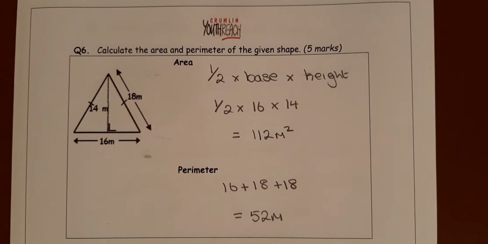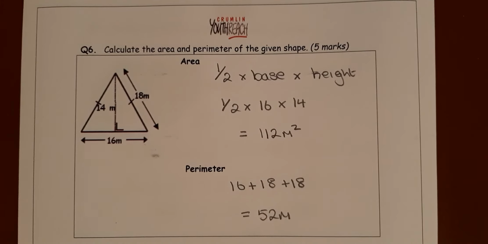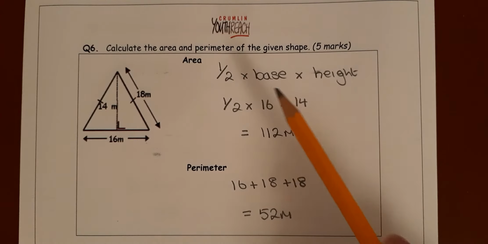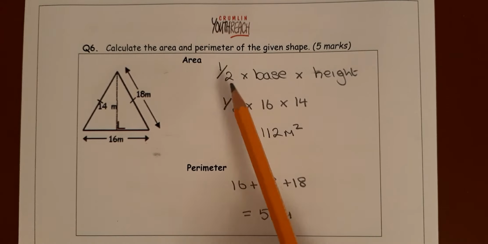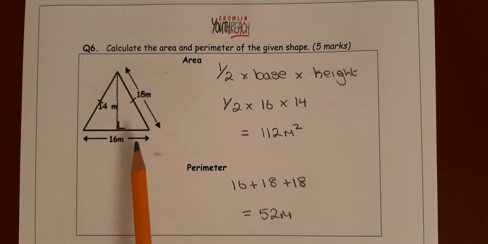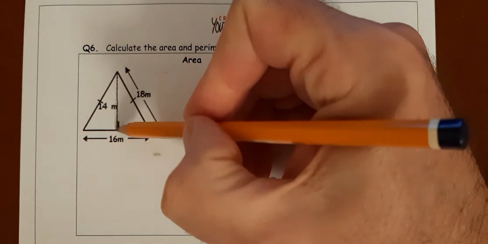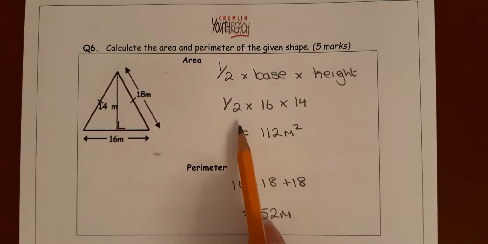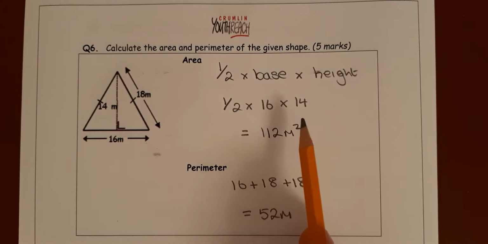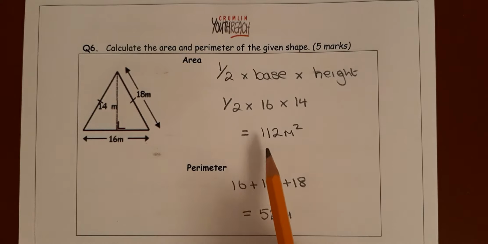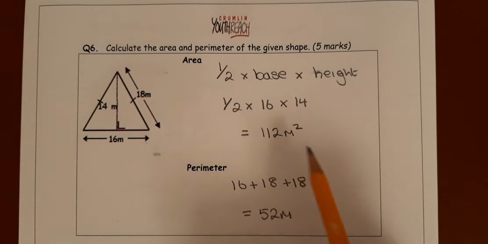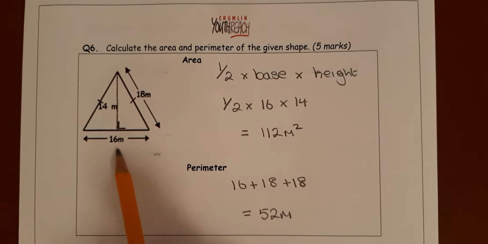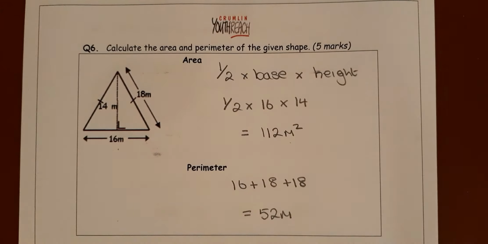Question 6. Calculate the area and perimeter of the given shape. So the area of a triangle, the formula for that is half the base, which is the bottom line, by the perpendicular height, which is the line that goes here. So we have half multiplied by 16 multiplied by 14. This gives us 112 meters squared. Don't forget our meters, and squared because it's area.